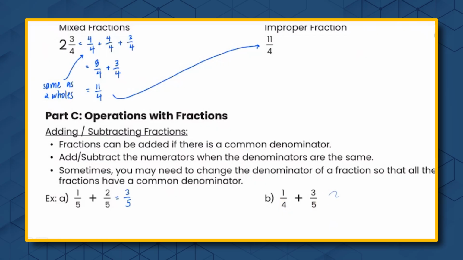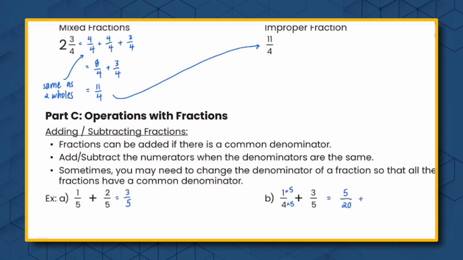So instead of writing 1 over 4, I know that this needs to have a denominator of 20. Now, if I want a denominator of 20, that means I had to have multiplied the 4 by 5. Now fractions, again, whatever you do to the top or bottom, you have to do the same for the opposite. So if I multiplied the denominator by 5, I have to now also multiply the numerator by 5. So this means that 1 times 5 is going to give me 5. So 1 over 4 is going to be the same as 5 over 20.